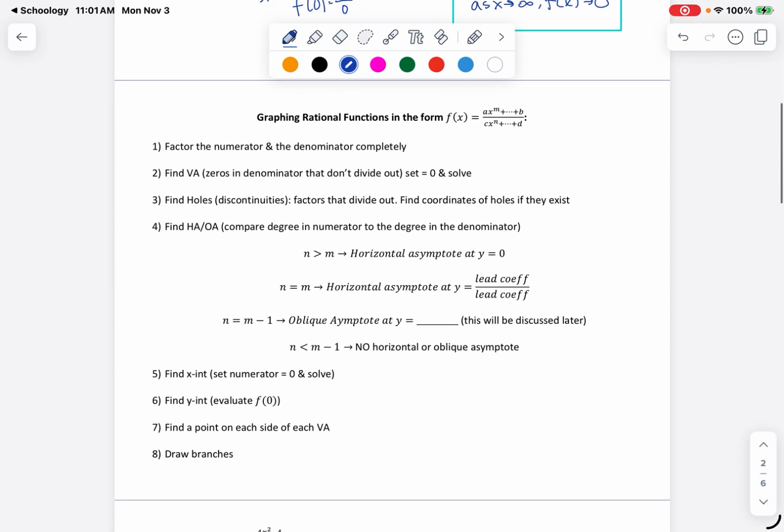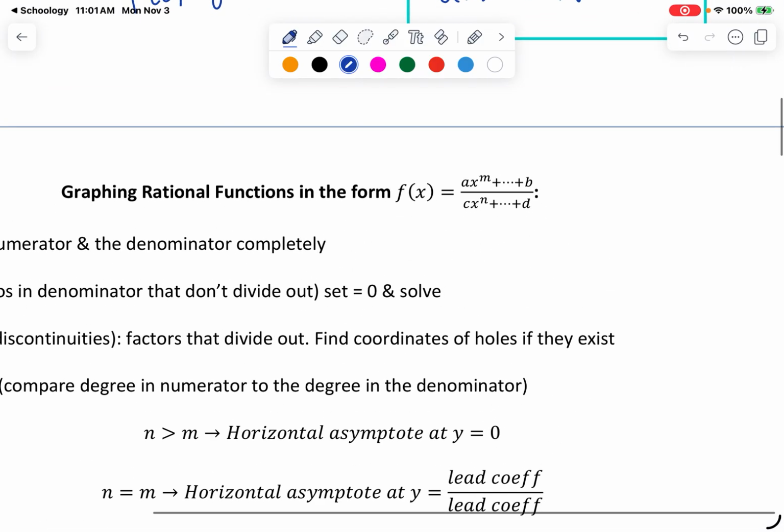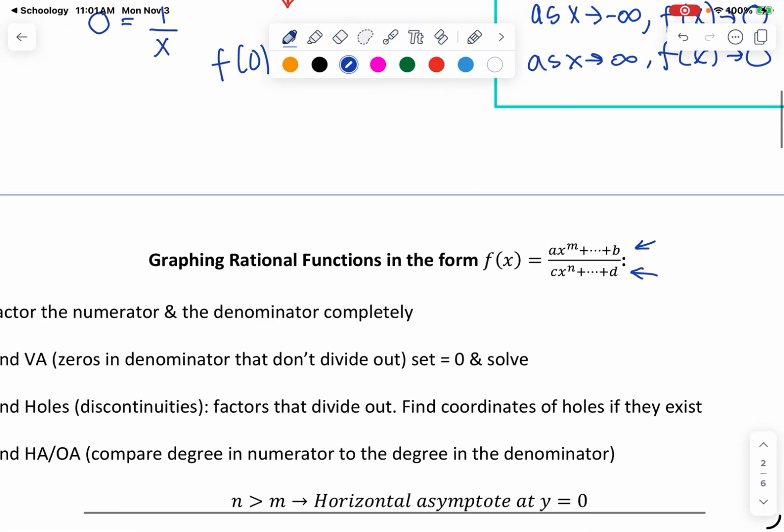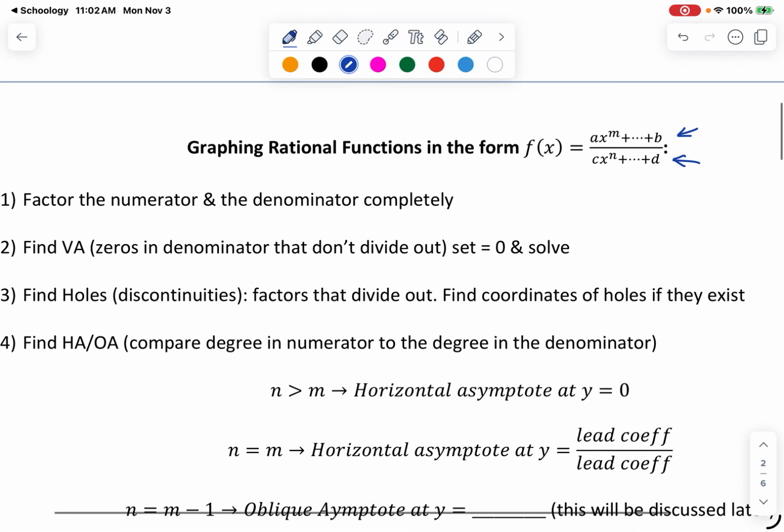Okay, so now we have a slide that's telling us what to do when graphing. So it says graphing rational functions in the form f of x equals, and then notice it's in the form of a rational, with standard form of a polynomial on top in the numerator of the rational and standard form on the bottom. So step number 1 is you have to factor the numerator and the denominator completely. So you want it in factored form. You don't want it in standard form.